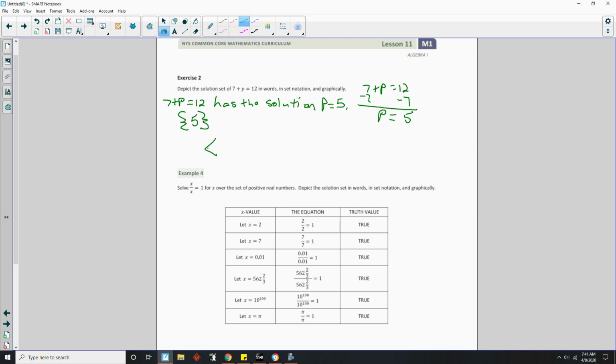Graphically, a number line, 0, 1, 2, 3, 4, 5, -1, you get the idea, -2, -3, good enough. I'm going to put a dot right here on 5. Okay, so there's, in words, set notation, graphically.